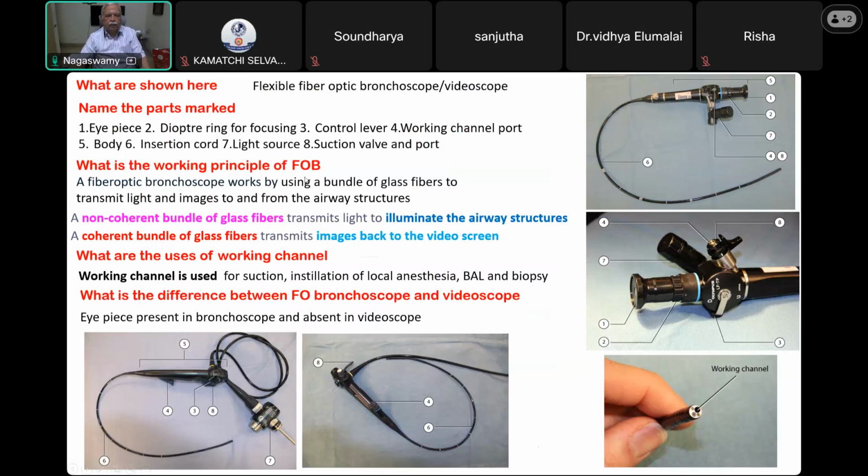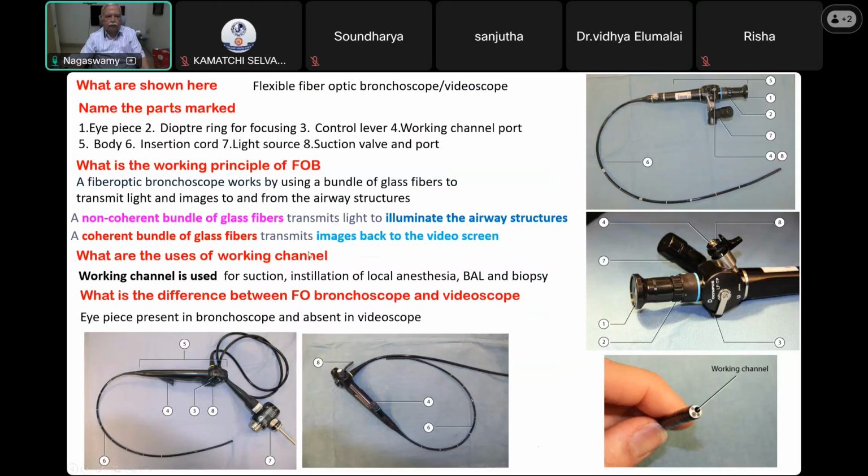What is the working principle of the fiber optic bronchoscope? It is a bundle of glass fibers, and they transmit light and then capture the image and retransmit it to be seen in the eyepiece or the video monitor. A non-coherent bundle of glass fibers illuminates the airway, and a coherent bundle of glass fibers transmits images back to the video screen.